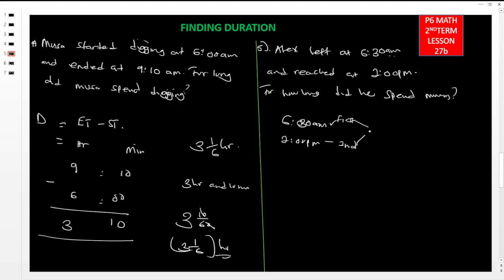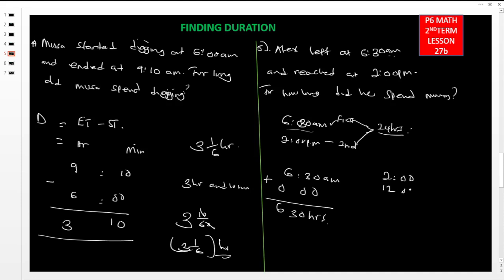Now to handle all these halves, we have to change them all into hours. Let us first change this one. If it is in the first half, what are we doing? We add 00, then we come up with 6:30 hours. When it is in the second half, we add 12:00 hours. So this is going to be 14 hours.